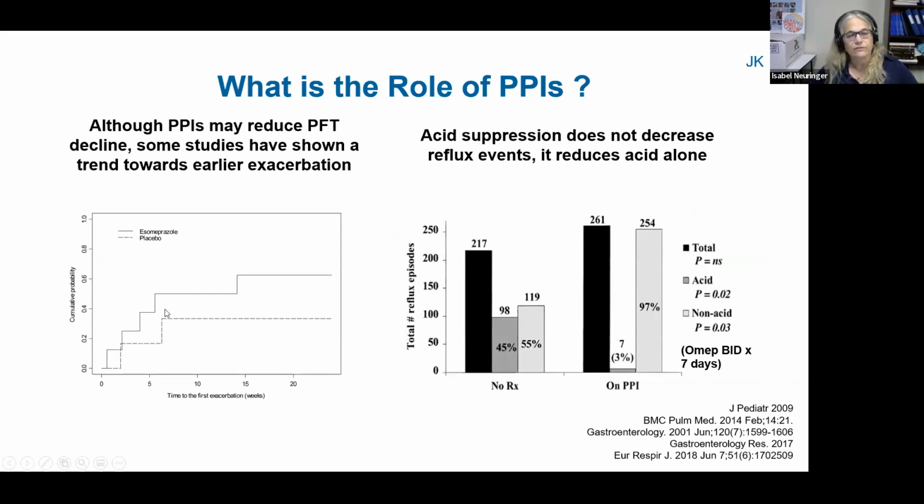In this graph at left, this was a study comparing CF patients on esomeprazole, a proton pump inhibitor, versus placebo. And in this study, there was a shorter time to CF exacerbation in the patients on the esomeprazole. A second point is that acid suppression does not decrease reflux events. It reduces acid alone. In this group of patients on proton pump inhibitor therapy, 97% of patients still continue to have reflux episodes, likely non-acid reflux.